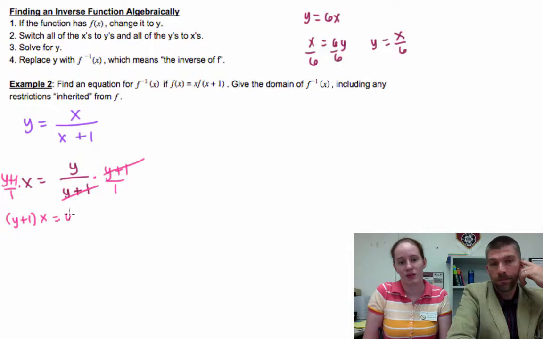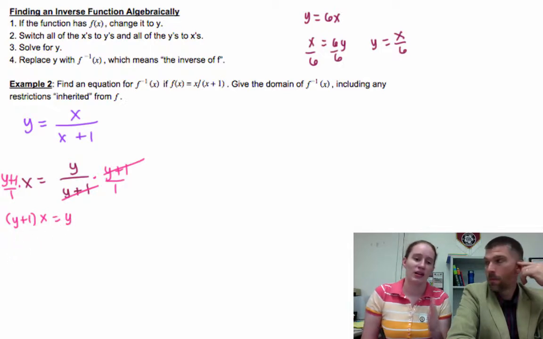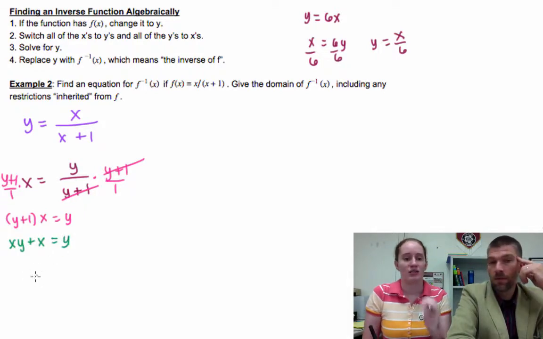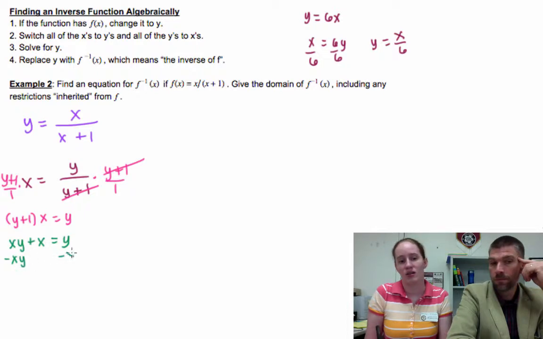Now that's a parentheses situation on this side. This is where people get hung up, because you think distributing would be counterproductive, but it's not. Go ahead and distribute. If you divide by y plus 1, you're back where you started, so we don't want to do that. Get your y's on the same side, which means I have to subtract xy. So x equals y minus xy.